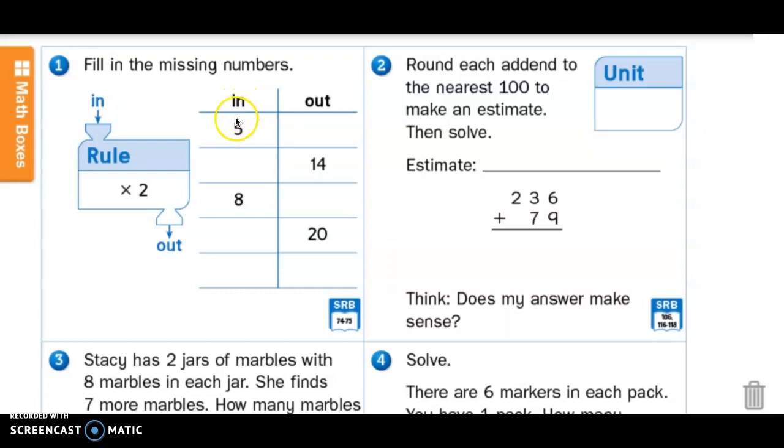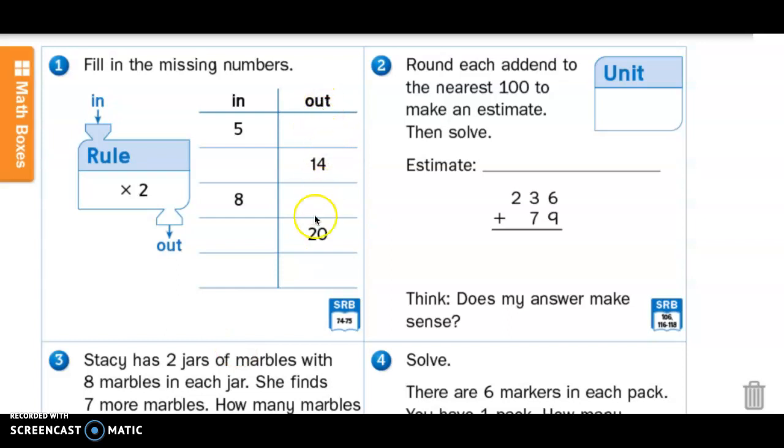Here's our input, the number that goes in. So 5 goes in, and then our rule. So it's like 5 times 2, and out comes our output or our answer. So 5 times 2 equals what? Remember, multiplying by 2 is like doubling.